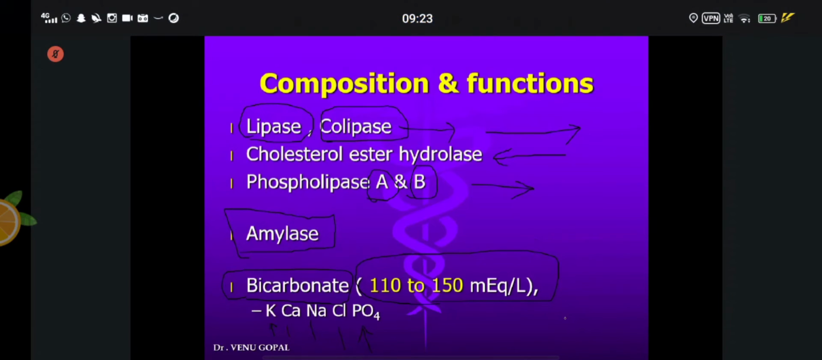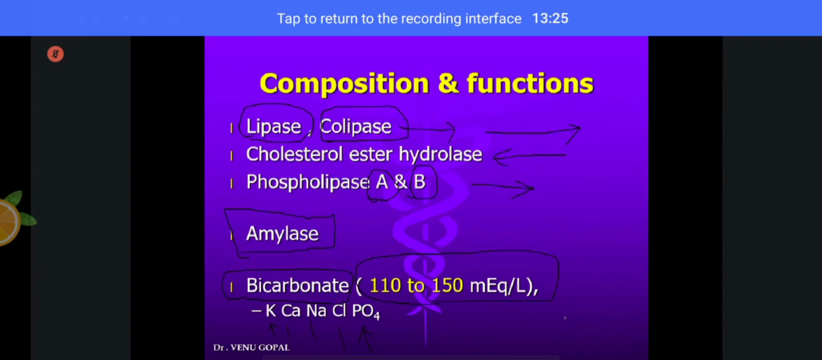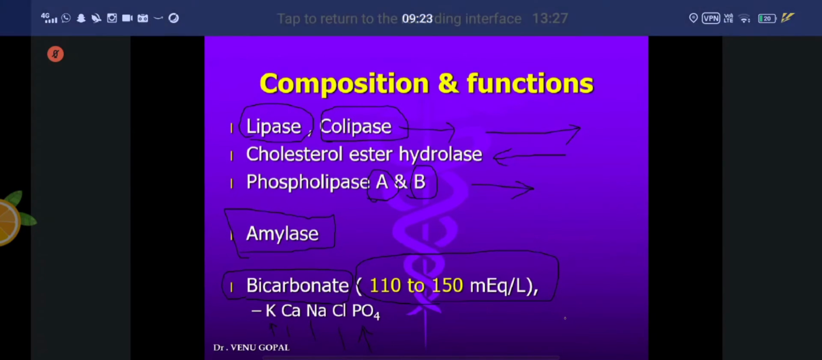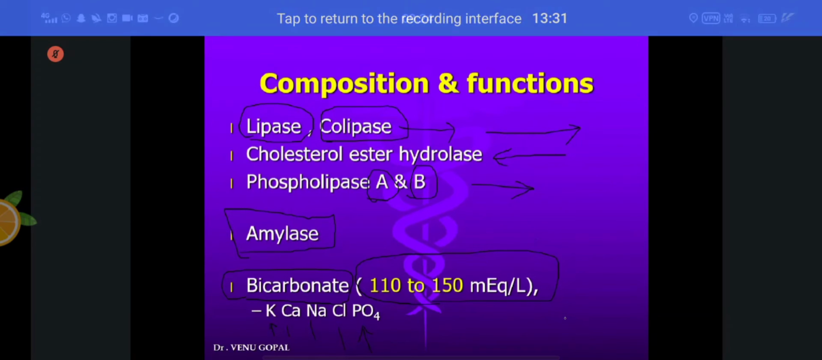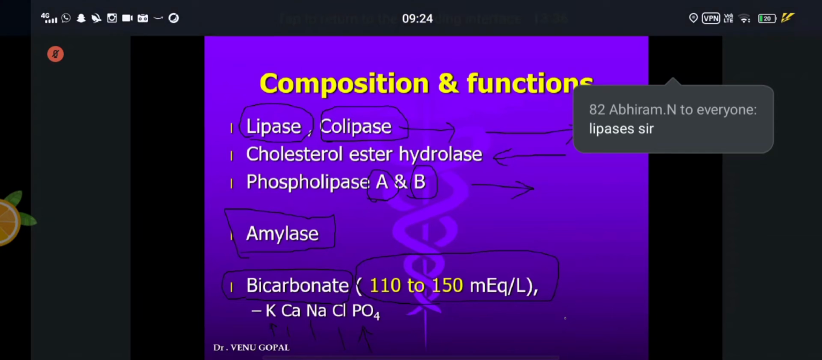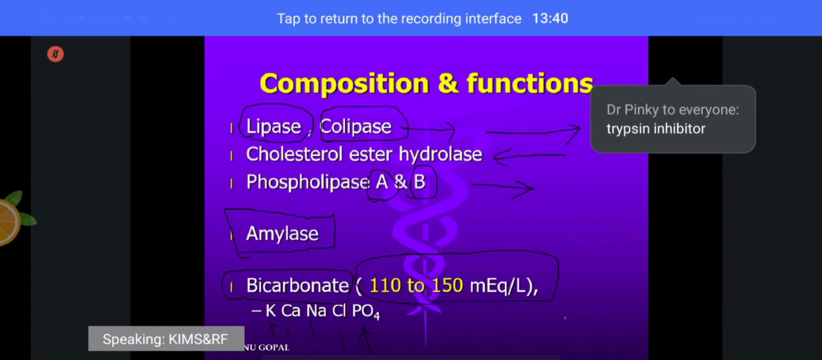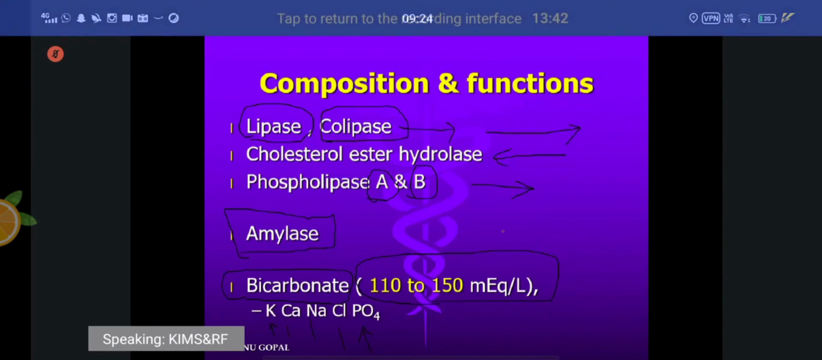Then what is the other component which was not covered so far? Somebody can type here. We have listed around 9 or 10 substances so far, but one more important component is there in the pancreatic juice. Important. Yeah, very good. Trypsin inhibitor.